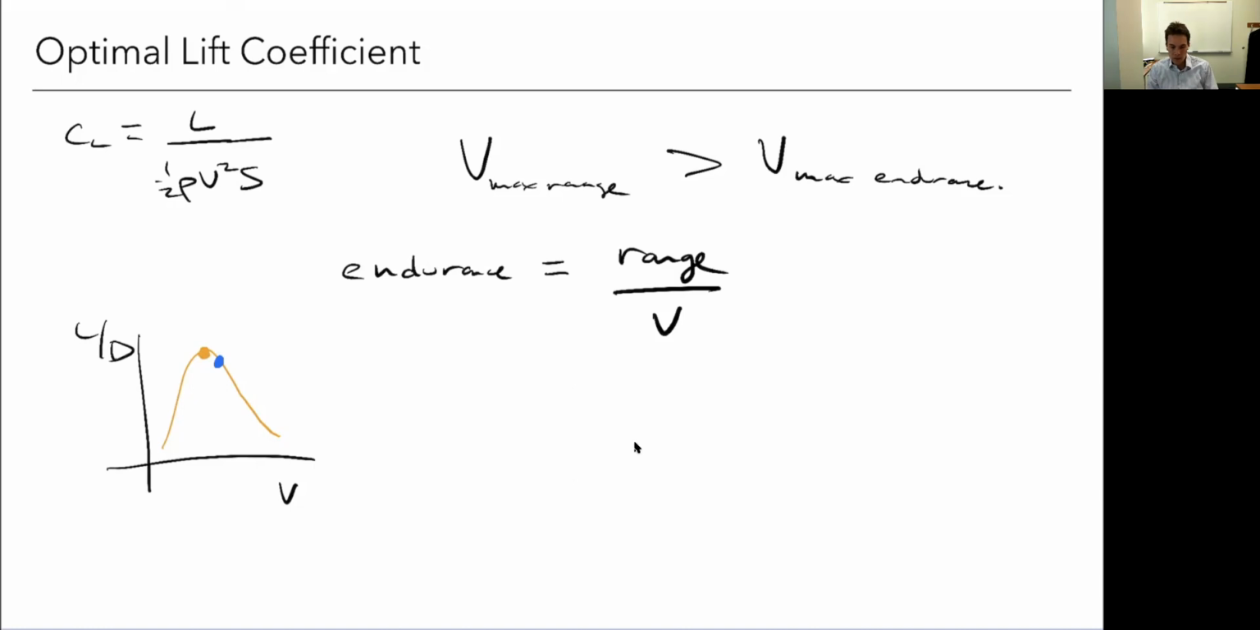Okay, so I think we're going to wrap that up right here. Next time, we're going to do a quick discussion on some other areas of performance. We'll talk about climb and descent and turning, but we'll keep this one focused on range. So we'll see you next time.